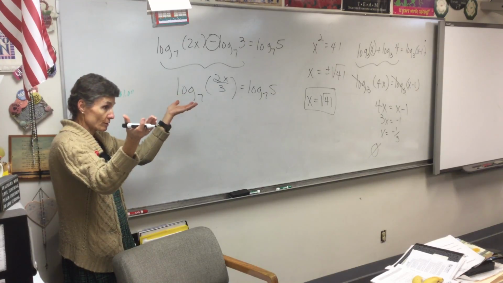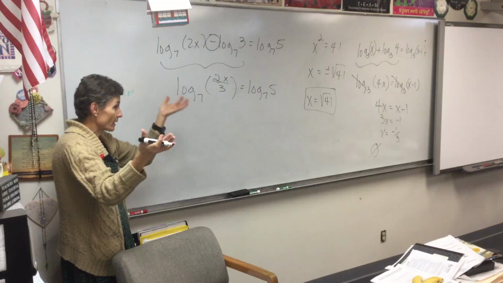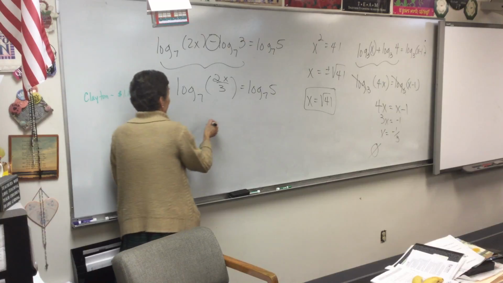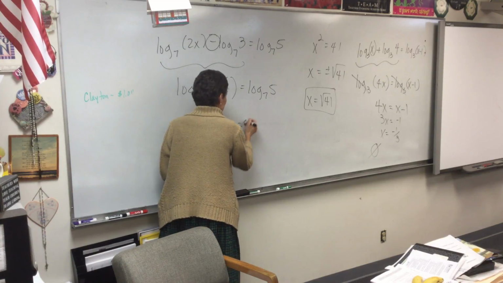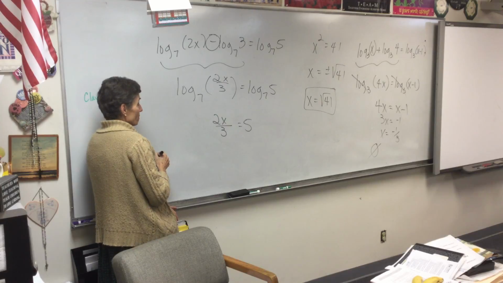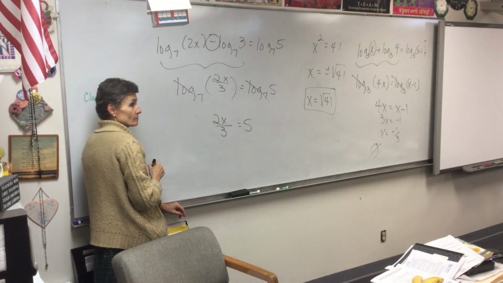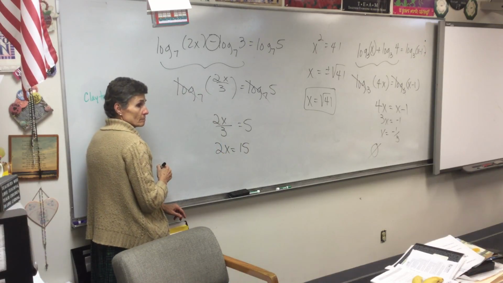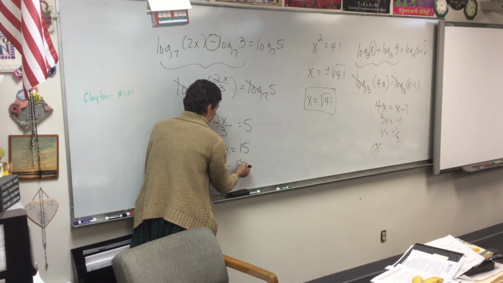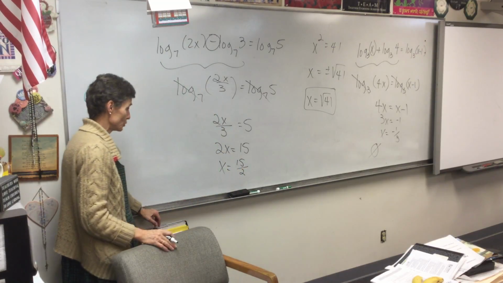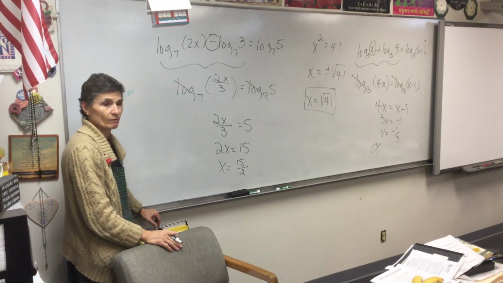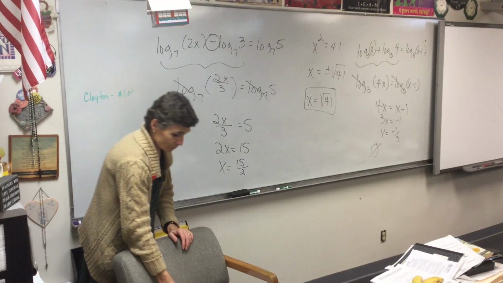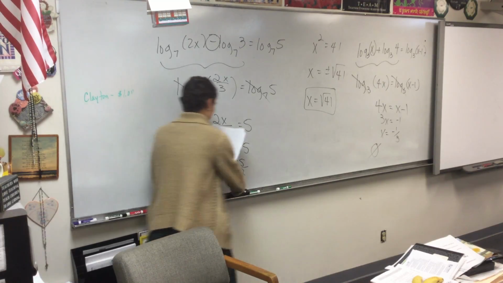Now look, I got a logarithm on both sides. What do I do when I have a logarithm on both sides? Cancel them out. So I have 2x over 3 equals 5. Everybody see that? So 2x equals 15. And x equals 15 halves, which you can write as 7 1/2 or leave it as 15 halves, whatever. It's up to you. Those kind are actually easier, I think, than the other kind.